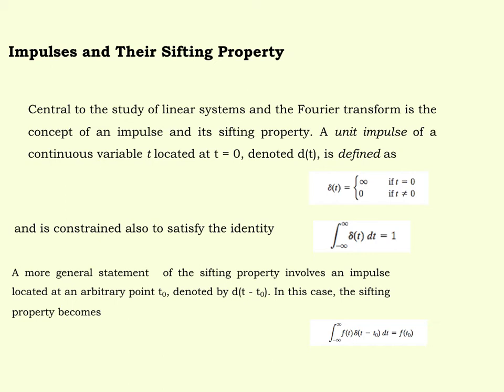Impulses and their shifting property. Central to the study of linear systems and the Fourier transform is the concept of an impulse and its shifting property. A unit impulse of a continuous variable t located at t equal to 0, denoted by δ(t), is defined as: for t equal to 0 it is infinity, and for t not equal to 0 it is 0. And it is constrained also to satisfy the identity integration from minus infinity to infinity of δ(t) dt equal to 1. A more general statement of the shifting property involves an impulse located at an arbitrary point t0, denoted by δ(t minus t0). In this case, the shifting property becomes the integral from minus infinity to infinity of f(t) δ(t minus t0) dt, which is indicated by f(t0).